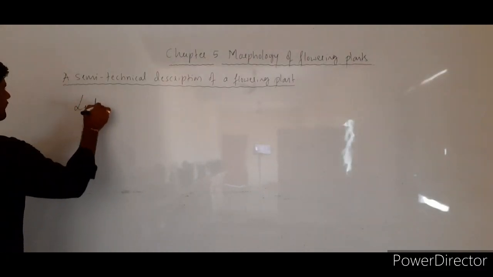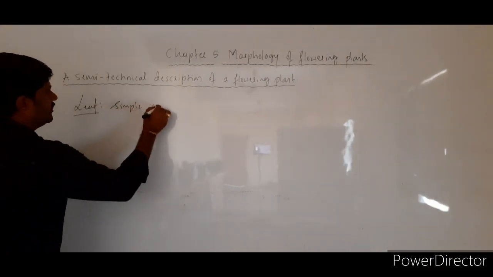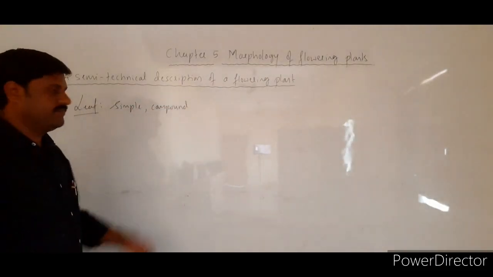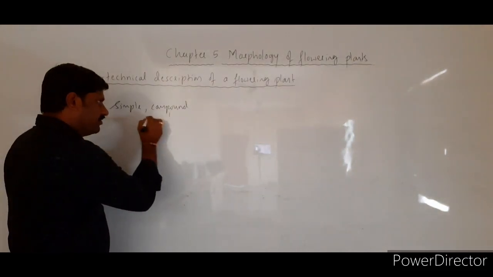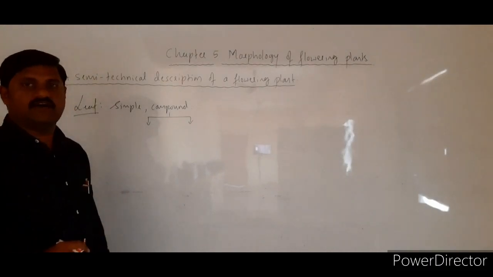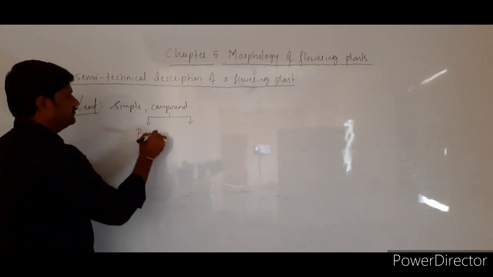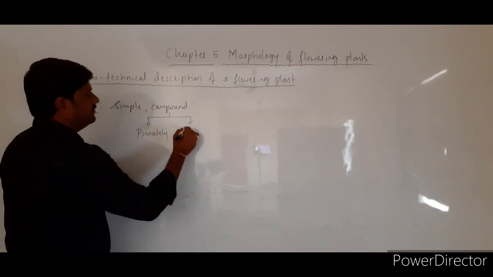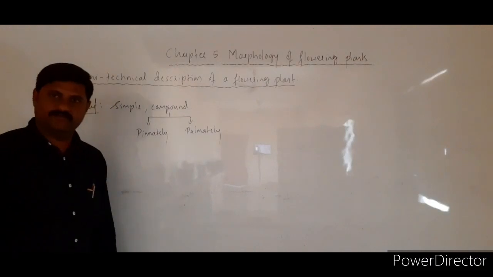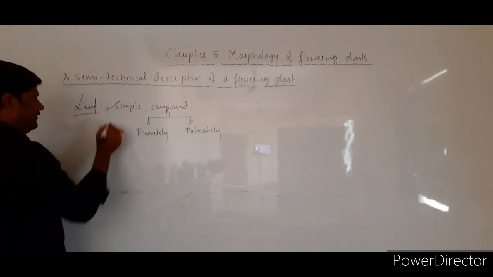How is the leaf? Whether the leaf is a simple or compound leaf. If it is compound, what kind of compound? Here there are two types of compound leaves, that is pinnate compound leaf and palmate compound leaf. What kind of leaf it is? This is one thing.